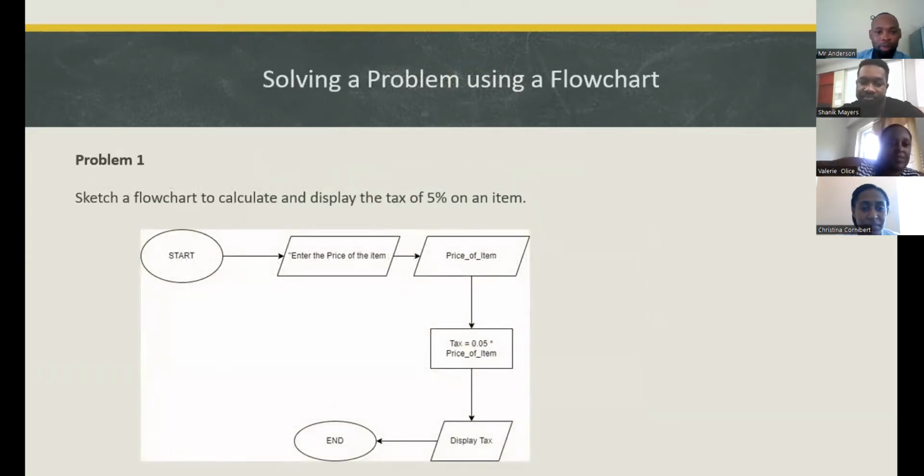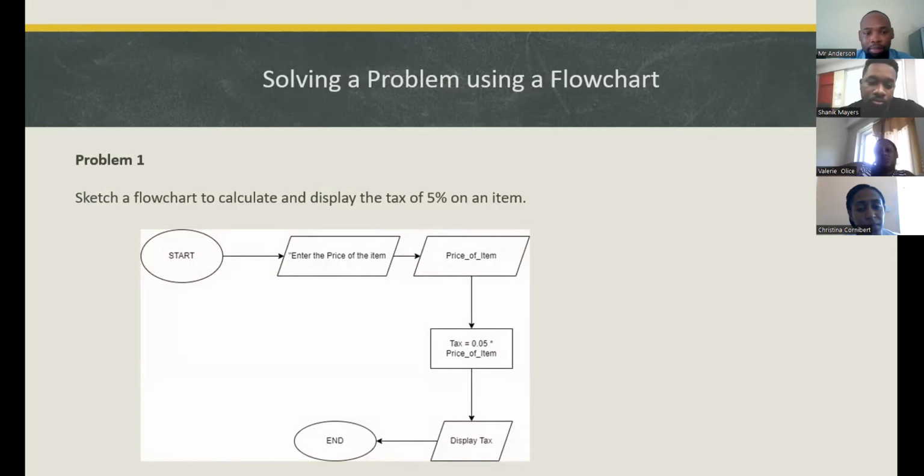Okay, let's solve a problem. Let's look at this problem. Okay, so the first one: sketch a flowchart to calculate and display the tax of 5% on an item. Okay, so we begin our flowchart. As you can see, we start off with an oval. Okay, we start our flowchart. Now you can see our flow line or arrows connecting to the other symbol.